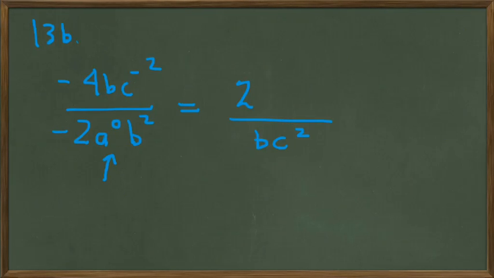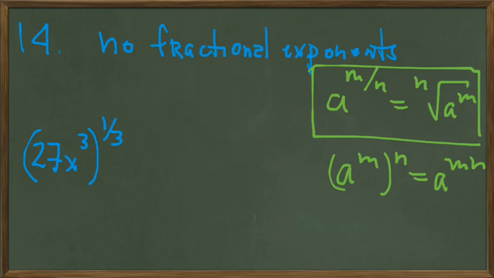Oh, excuse me. That was a c to the minus 3 in the numerator, so it becomes c to the third when we move it to the denominator, so it no longer has a negative exponent. So in doing these problems, in writing with no fractional exponents, we are writing a to the m over n as the nth root of a to the m, and we'll also be using this rule, a to the m raised to the n. We multiply those two exponents to get a to the mn.